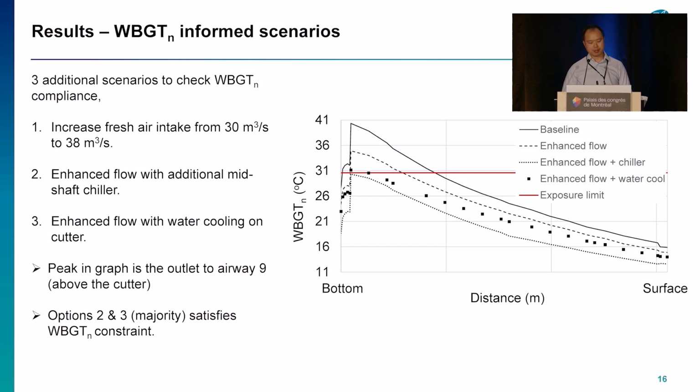So on this slide, we've got 3 additional scenarios. Number 1 was to increase the fresh air intake from 30 to 38 cubes. The second try was to take option 1 and then add an additional chiller at mid-shaft. And the last option was to have a look at option 1 plus additional water cooling on the cutter, which would effectively reduce the heat dissipated from the equipment. And what we see on the graph on the right-hand side, both options 2 and 3 offer a similar level of temperature reduction, with the exception that in option 3, the peak natural wet bulb globe temperature slightly exceeds the exposure limit.